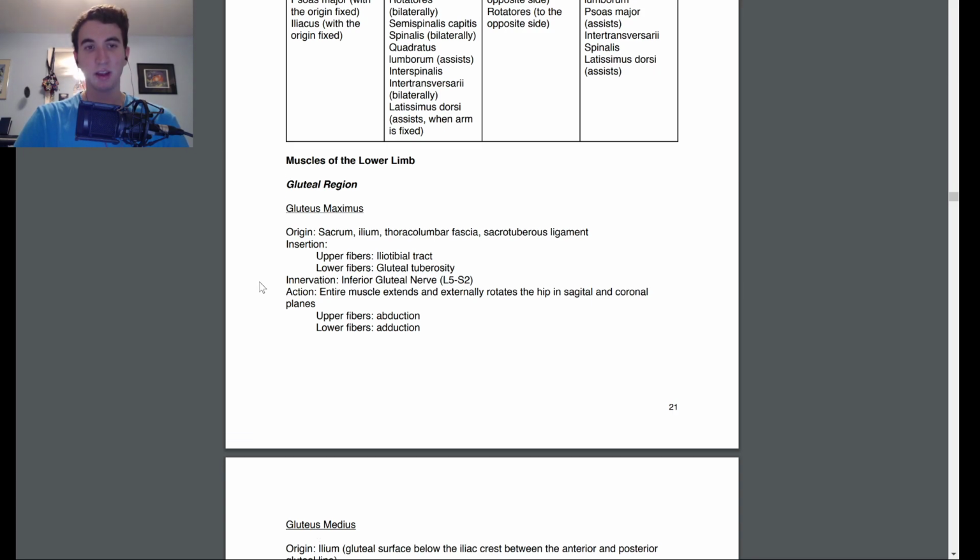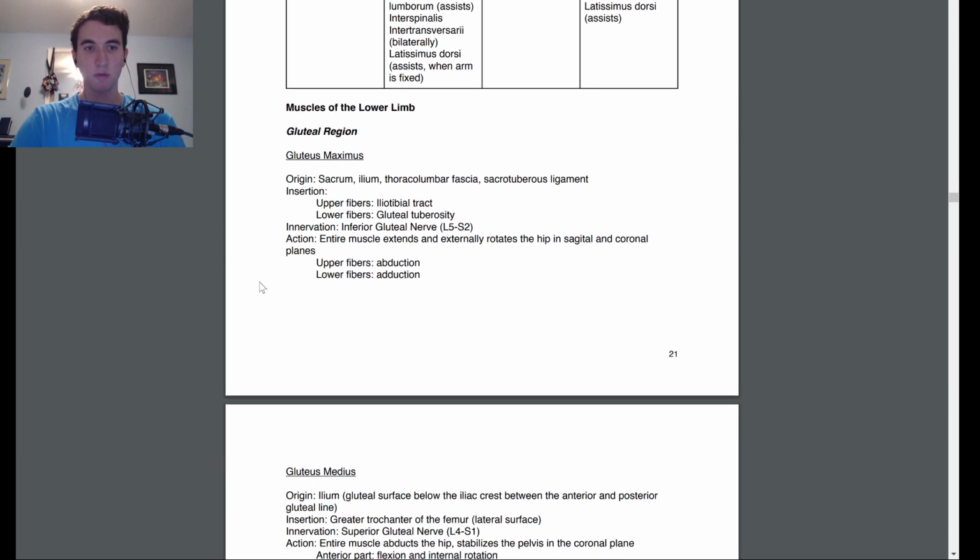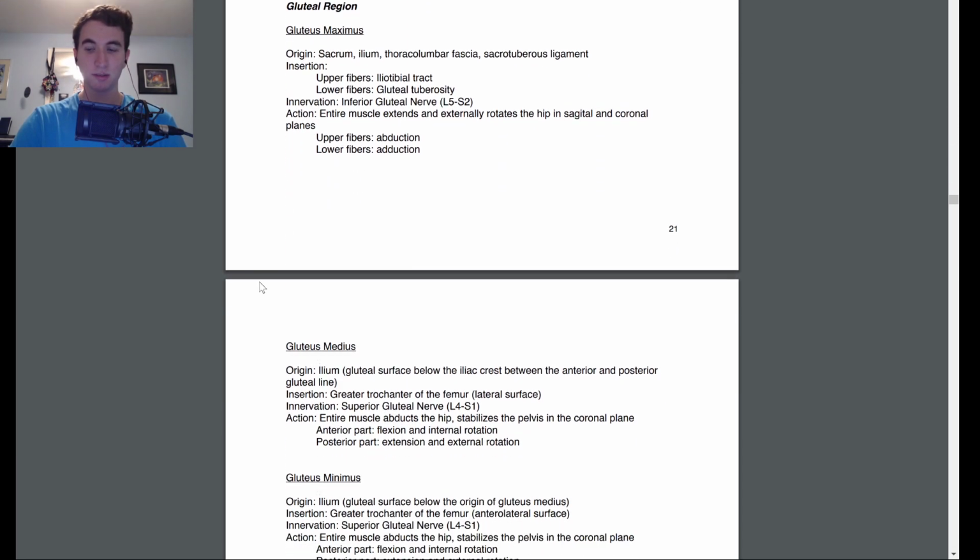Innervation is caused by the inferior gluteal nerve coming from L5 to S2, and the actions caused: the entire muscle extends and externally rotates the hip in sagittal and coronal planes. The upper fibers cause abduction, and the lower fibers cause adduction.